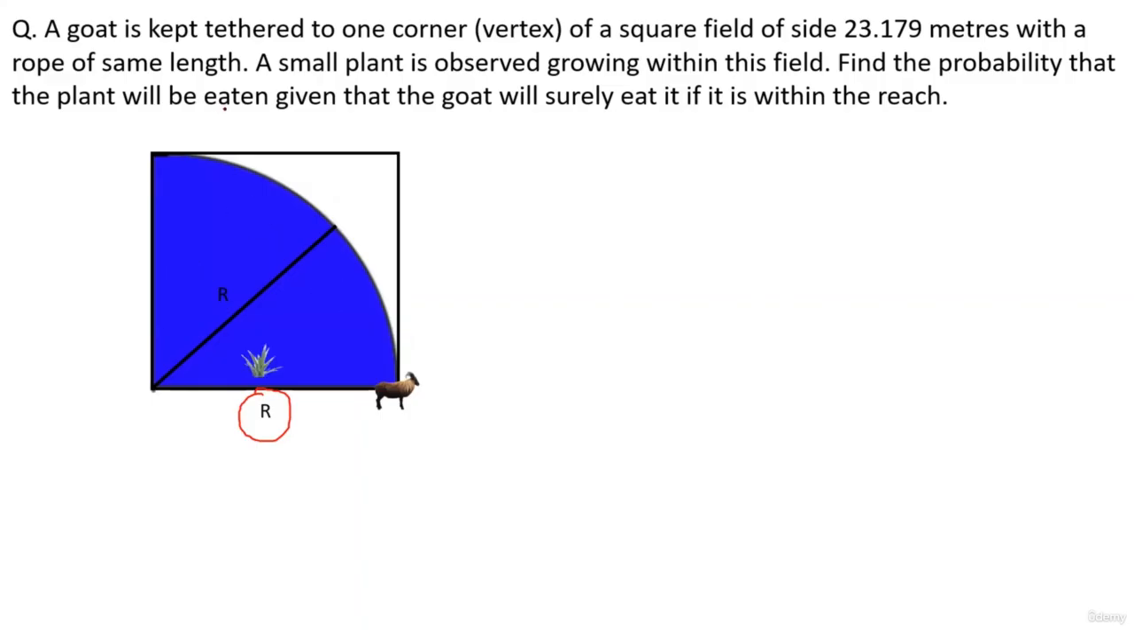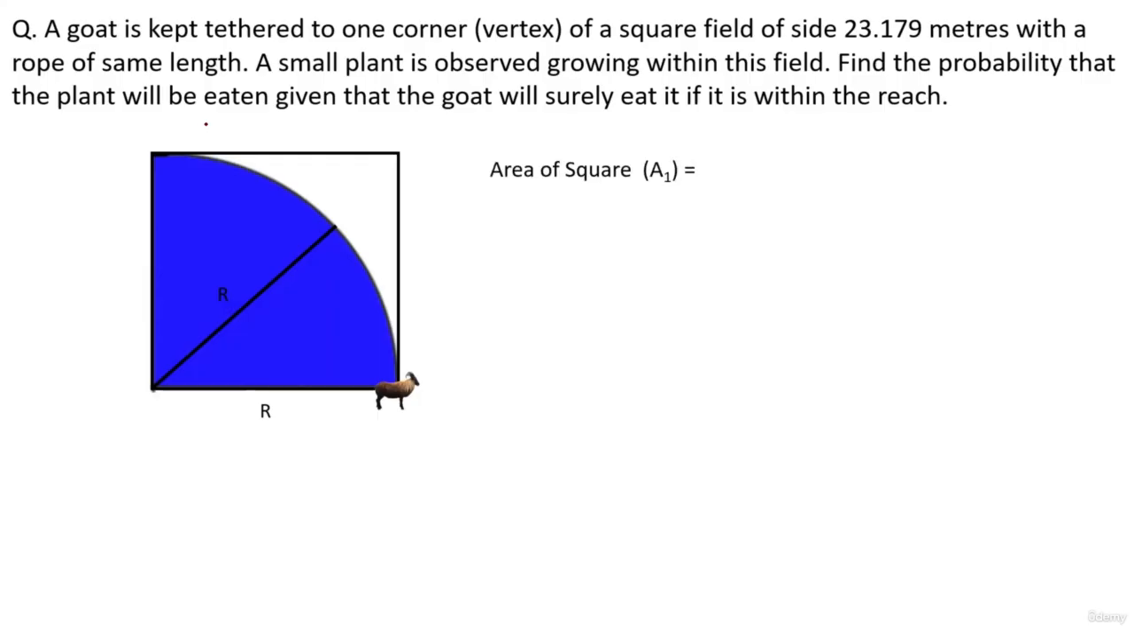You can see in this, right? If the plant is anywhere within this blue region, the plant will be consumed by the goat. But if the plant is outside this region, then the goat cannot reach the plant, so it won't be consumed. So for the plant to be consumed, it should lie in the region formed by the tethering of the goat. And the total area where you can put the plant is the area of the square, right? So the sample space where the location of the plant can be is the area of the square.